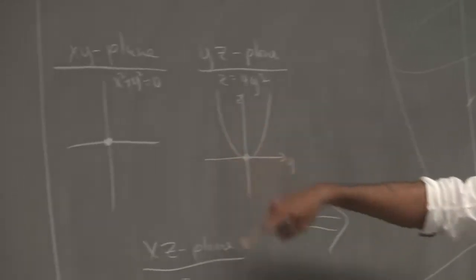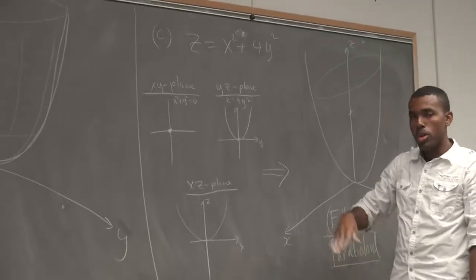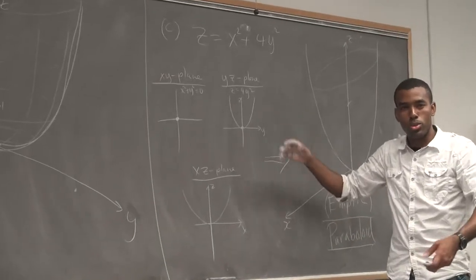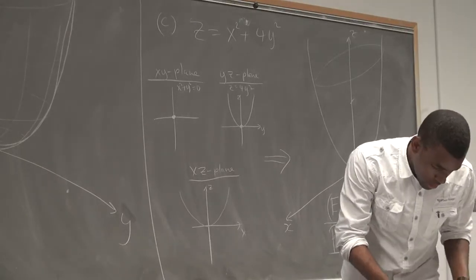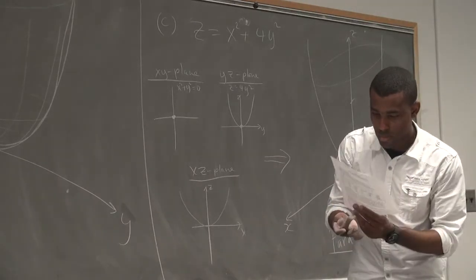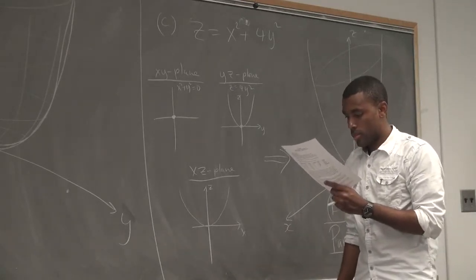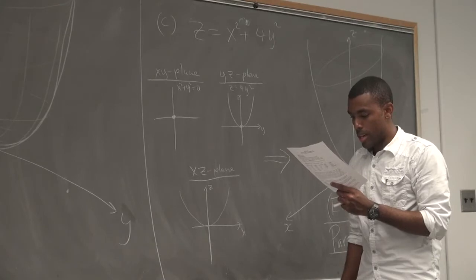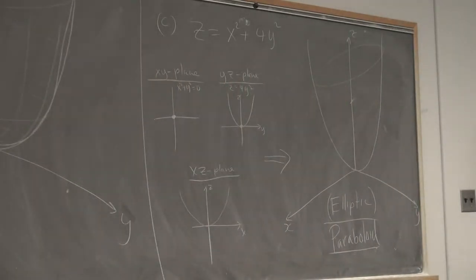So traces don't have to be in the coordinate planes. If you're ever not sure about something, you could actually draw it in another plane. What about in the plane z equals 1 or 2 or 5? Sometimes you might need that extra information. In fact, I'm going to show you one right now where you would need that extra information, because otherwise it's not going to be clear what they're talking about.